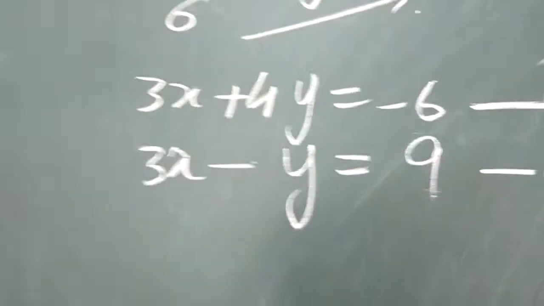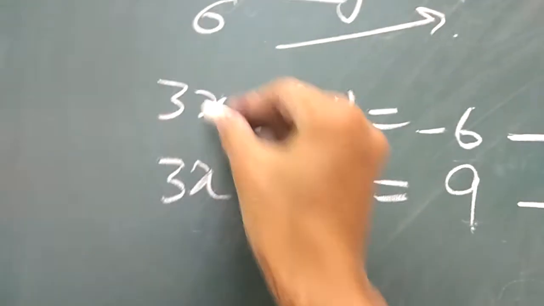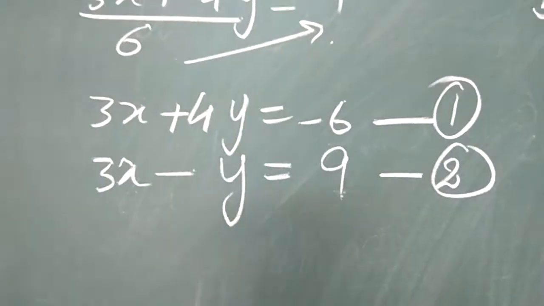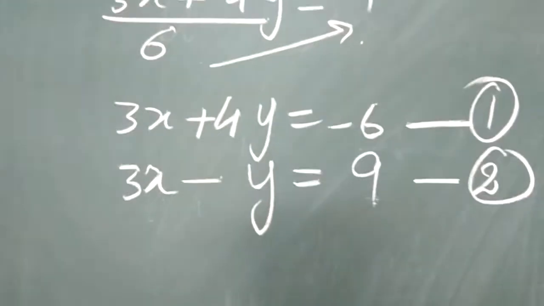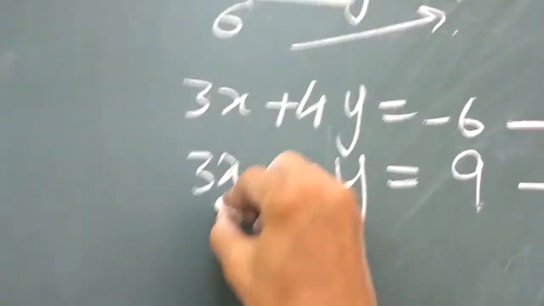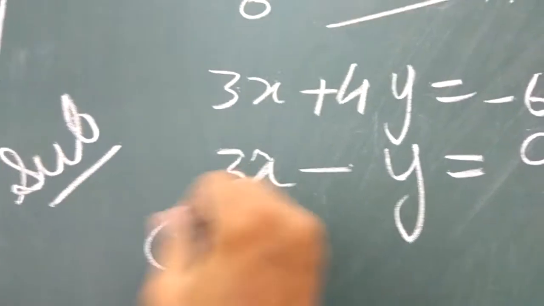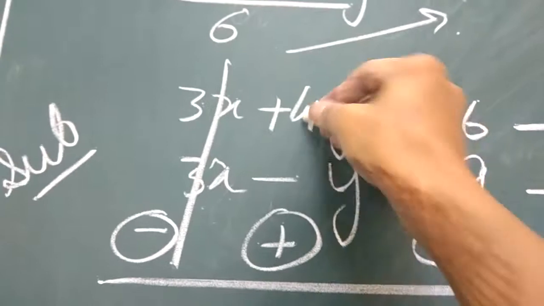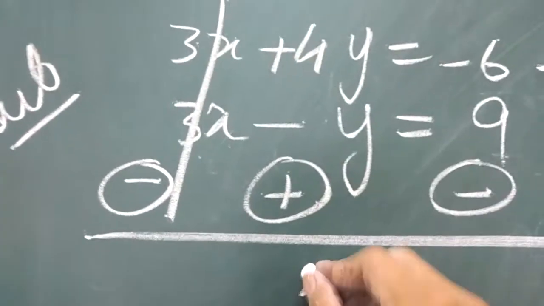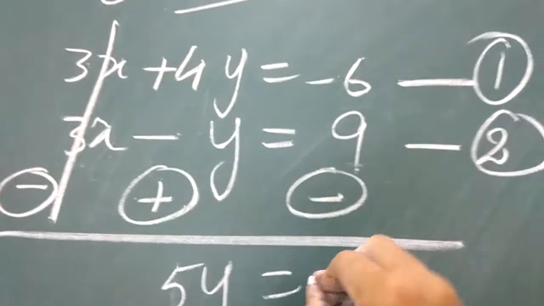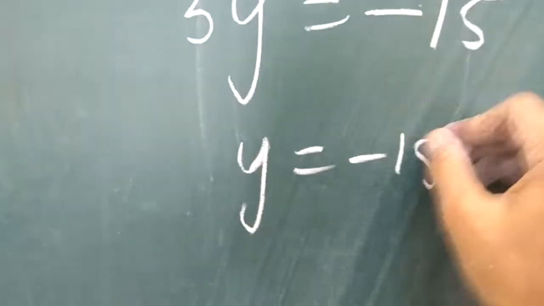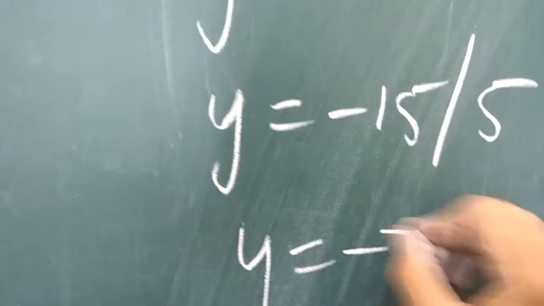Now as you can see, in these equations the coefficient of x is already the same. Dear students, no need to do any kind of cross multiplication if the coefficient is already the same. But their sign is the same, so we will subtract them by changing the signs of the second equation at every step. So they will cancel out. Both are plus, 4 plus 1 is 5y is equal to minus 6 minus 9, which is minus 15, so y is equal to minus 15 by 5, y is equal to minus 3.